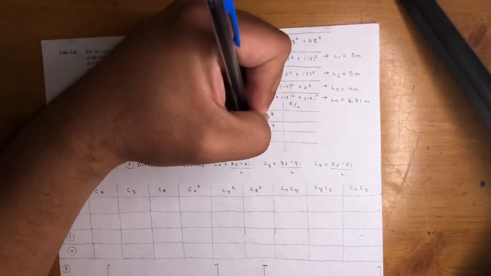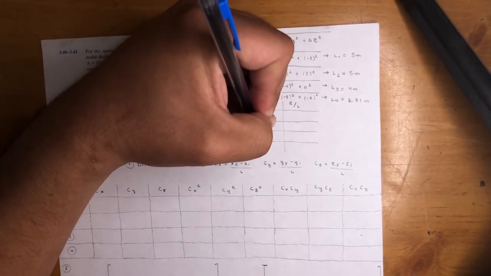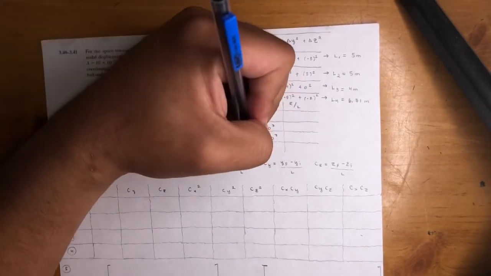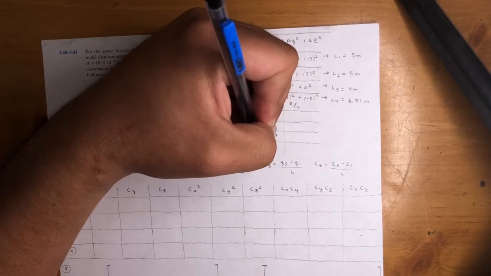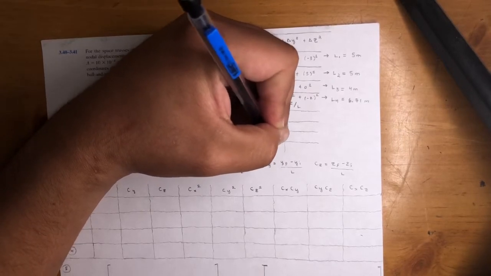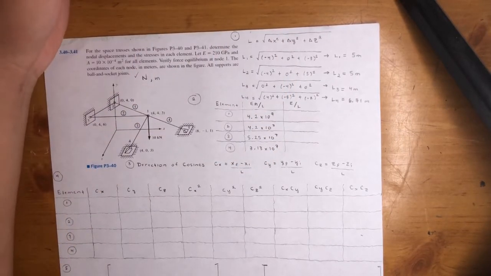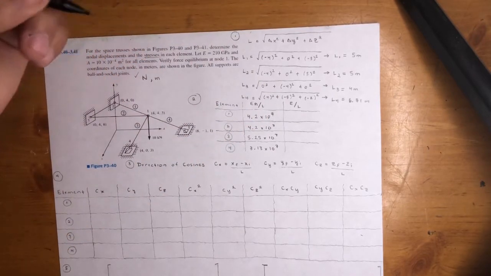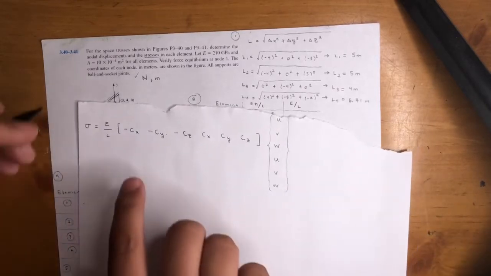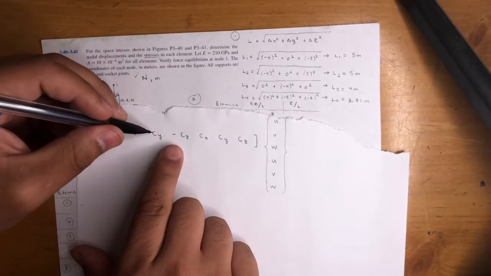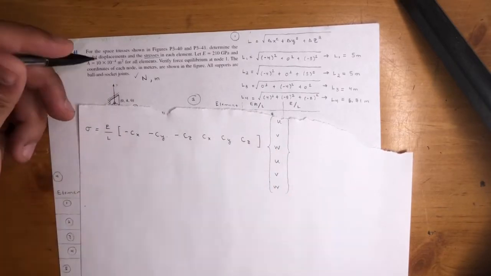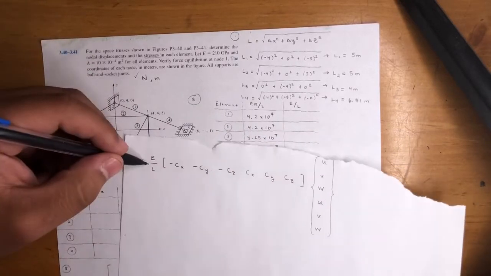Then for element 3, we will get 5.25 times 10 to the 7. And finally for element 4, we'll get 3.13 times 10 to the 7. Now we're also going to need E over L because the problem says solve for stresses, and the equation for stresses was right here, if you remember. It's negative CX, negative CY, negative CZ, but you multiply all this pretty much by E over L. I'll cover this later. Just know you need that E over L.